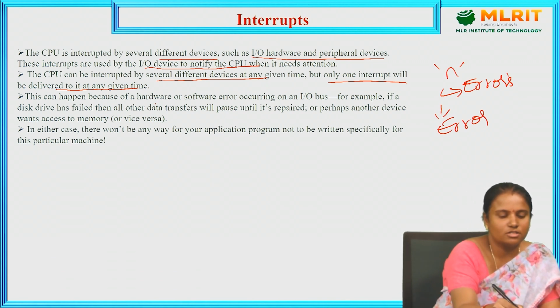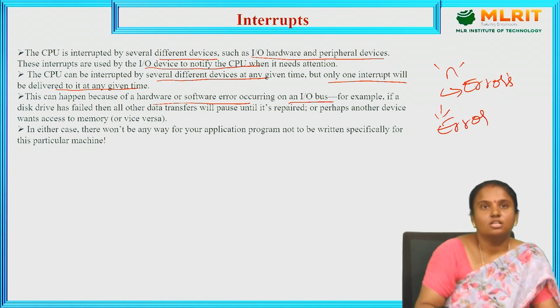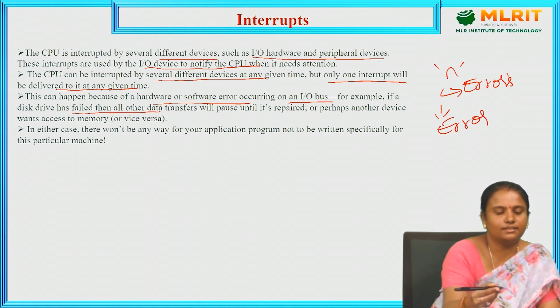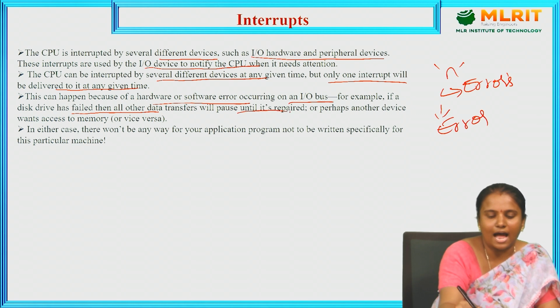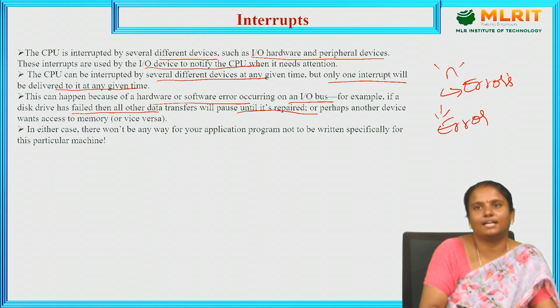This can happen because of a hardware or software error occurring, and these errors occur through the input output bus. For example, if a disk drive has failed, then all the other data transfers will pause until it is repaired. So whatever data you are sending, while sending you may have some error, so the disk drive gets an error, that is, you cannot pass the data. Why? Because an interrupt occurs. So you fail to send or receive the data from client and server. So this is how errors occur in hardware or software.